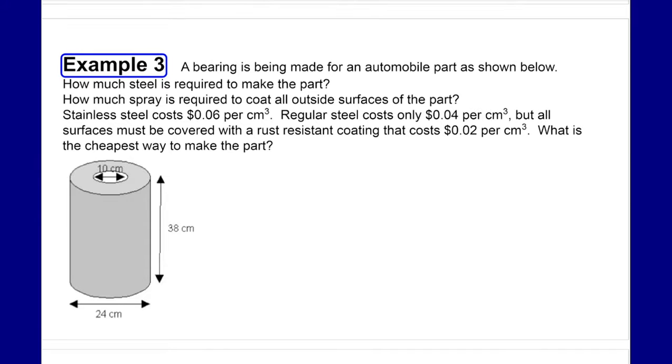Let's start with piece by piece. How much steel is required to make the part? So when we're asked for how much steel, this is actually volume. So we're actually combining 2 things here. So we actually have to find the volume.